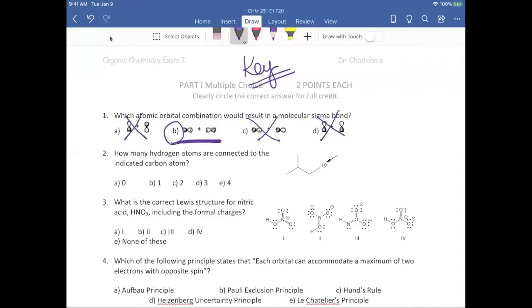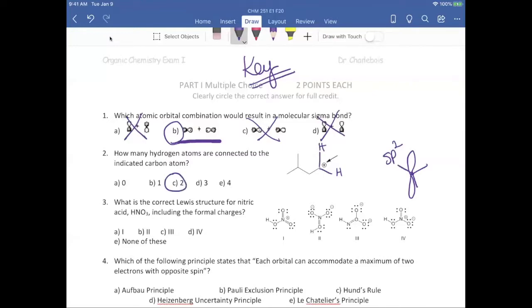The second question, how many hydrogen atoms are connected to the indicated carbon? We know that that's a carbocation. And remember that a carbocation is sp2 hybridized. It has a carbon with 3 things off of it and an empty p orbital. And so this would need to have 2 hydrogens. So the correct answer is C, 2.